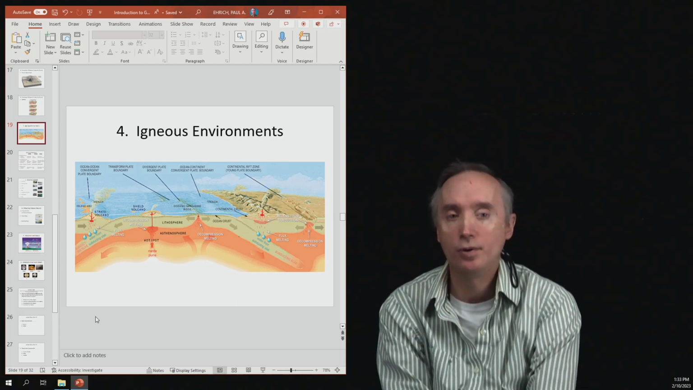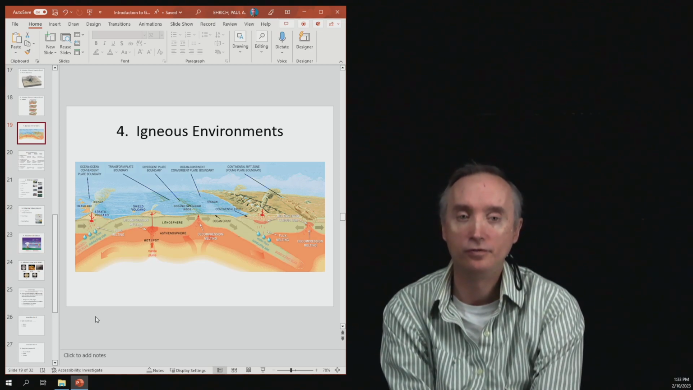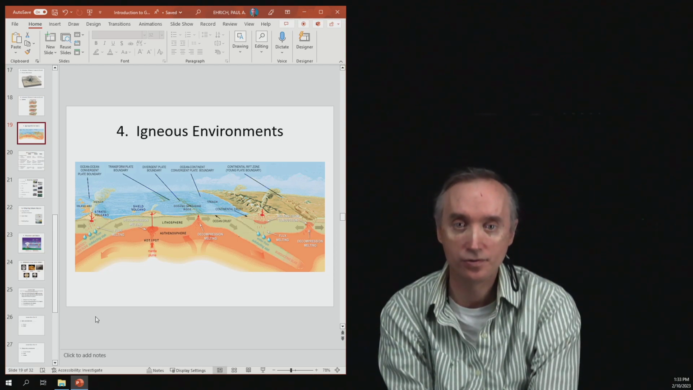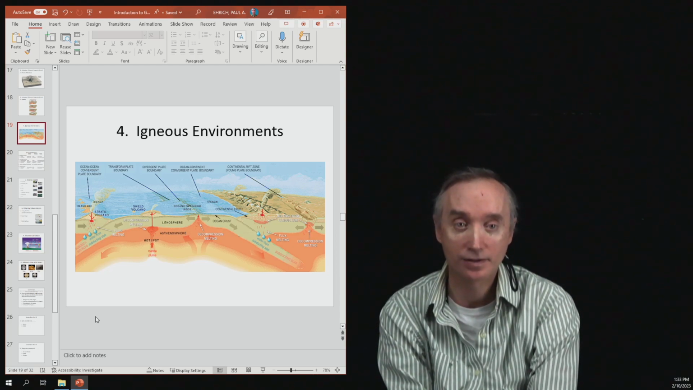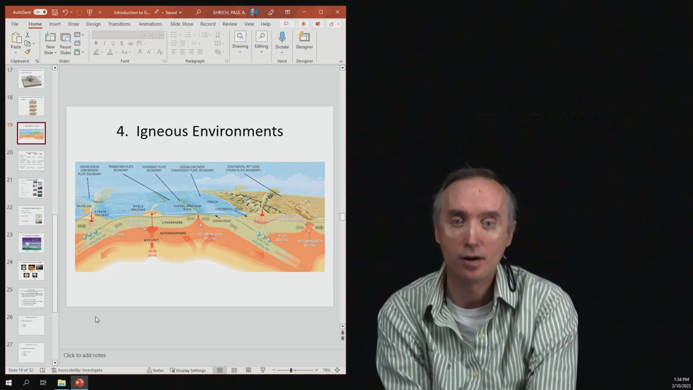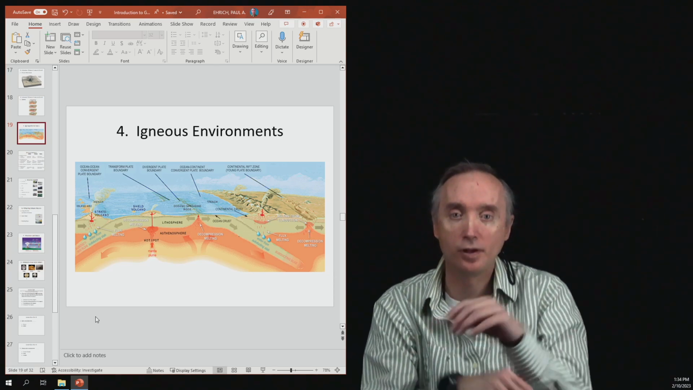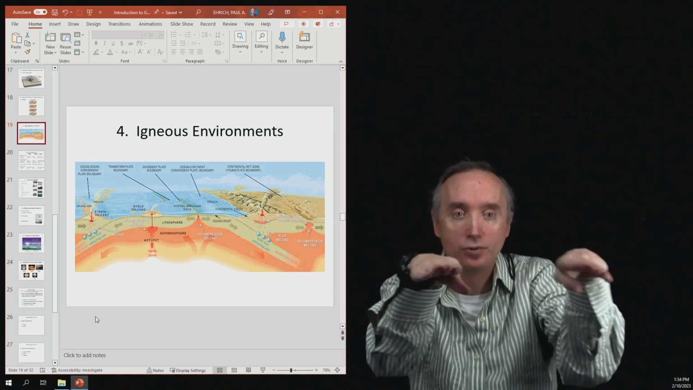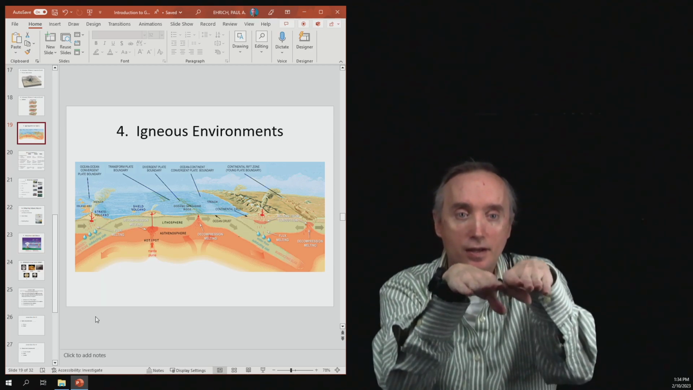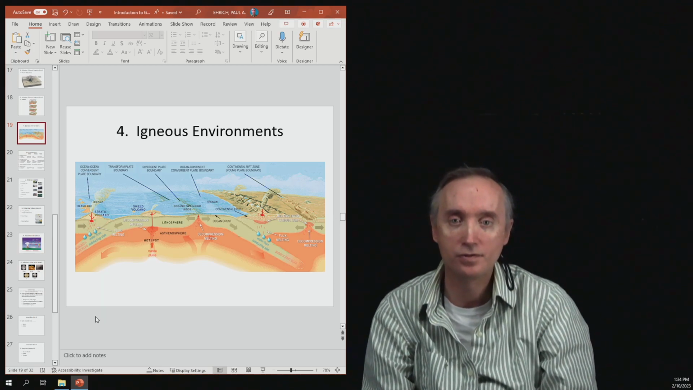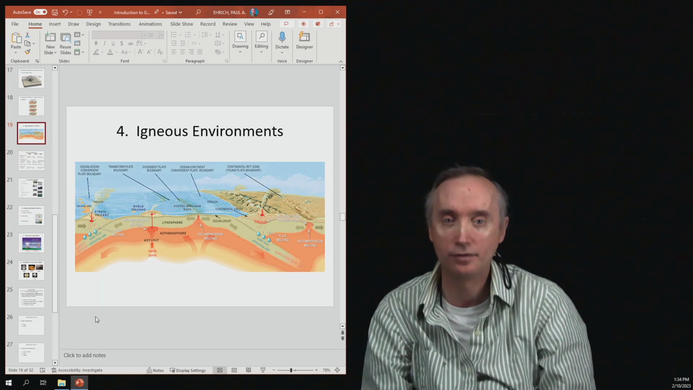Okay, so now we want to talk about where you find volcanoes and other extrusive igneous activity. So where is it going to be going on? So here's our model of plate tectonics, and we found out that plates can be pulled apart, plates can be pushed together, and plates can slide past each other. So let's explore these various kinds of environments.